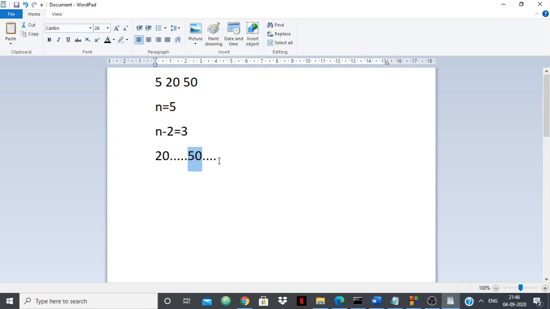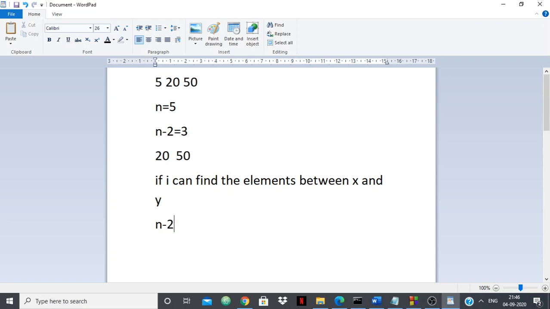So we want to find elements with a common difference, and we have to make sure that if we can, we make it below 50. Now how many elements do I have to find? I have to find n minus 2 elements. So first I will see if I can find the elements between x and y. So how will I say that? So n minus 2 elements I have to find.